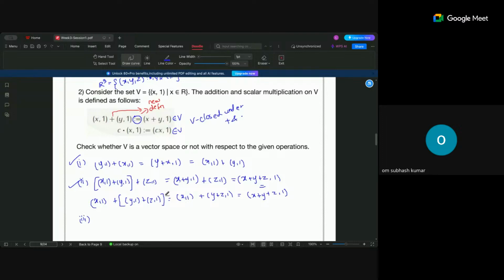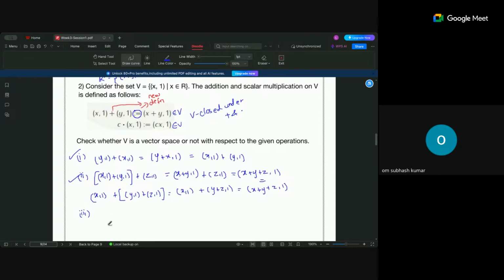Okay. So then what is the third one? What is the additive identity here? This is an interesting thing here. So you have x comma 1. What is the element you add with this? First of all, this element should belong to V. Remember that this is an element of V, and you should get back x comma 1. What is that element? It should be 0 comma 1.